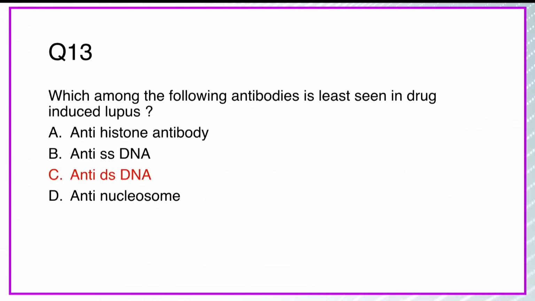Least seen in drug-induced lupus: dsDNA. dsDNA and Smith are more specific for lupus per se. So least likely seen here is dsDNA.